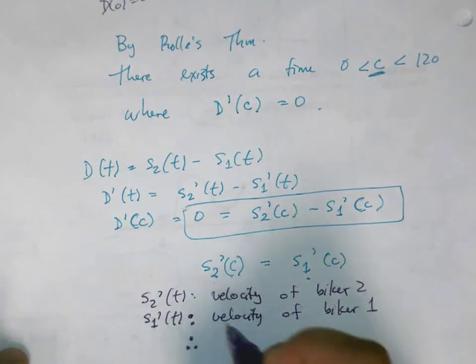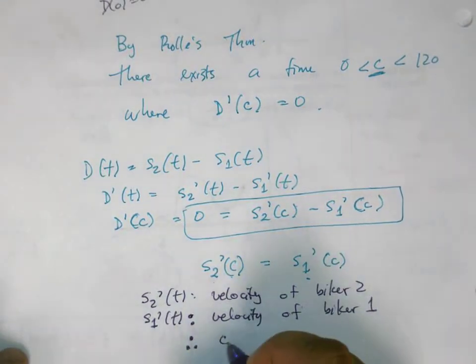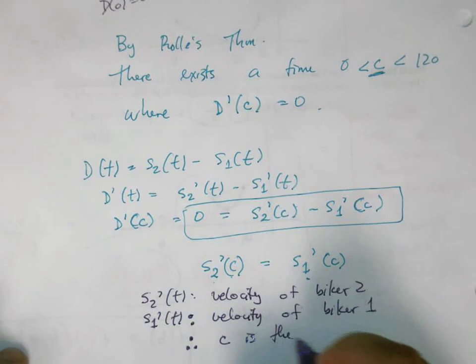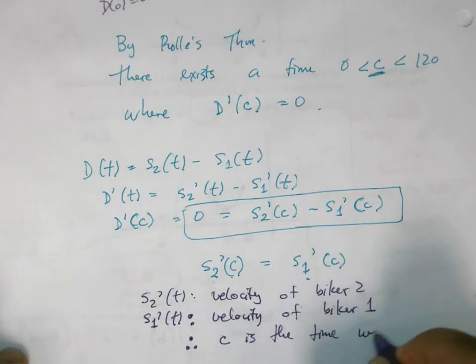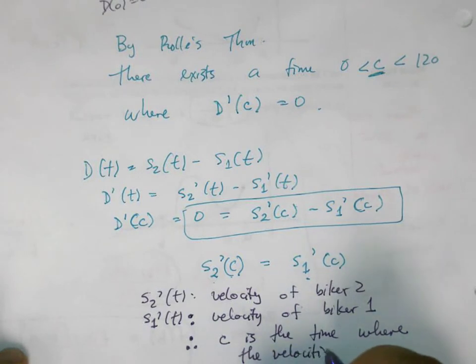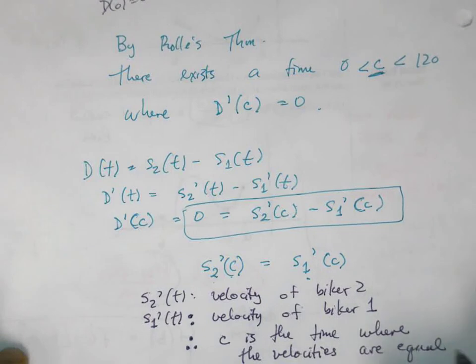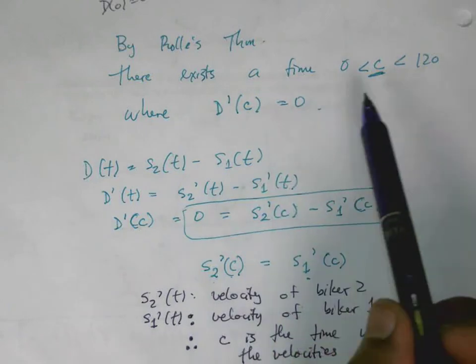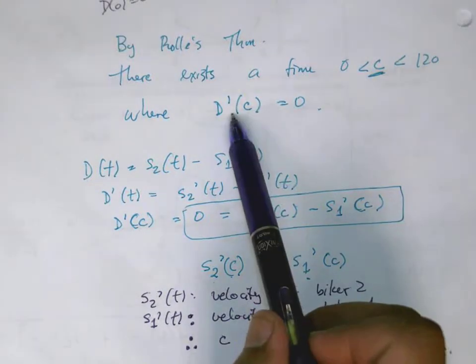Okay? Therefore, C is the time where the velocities are equal. So C is the time where the velocities are equal, because by Rolle's theorem there's got to be a point C such that the derivative of d at C is equal to 0.